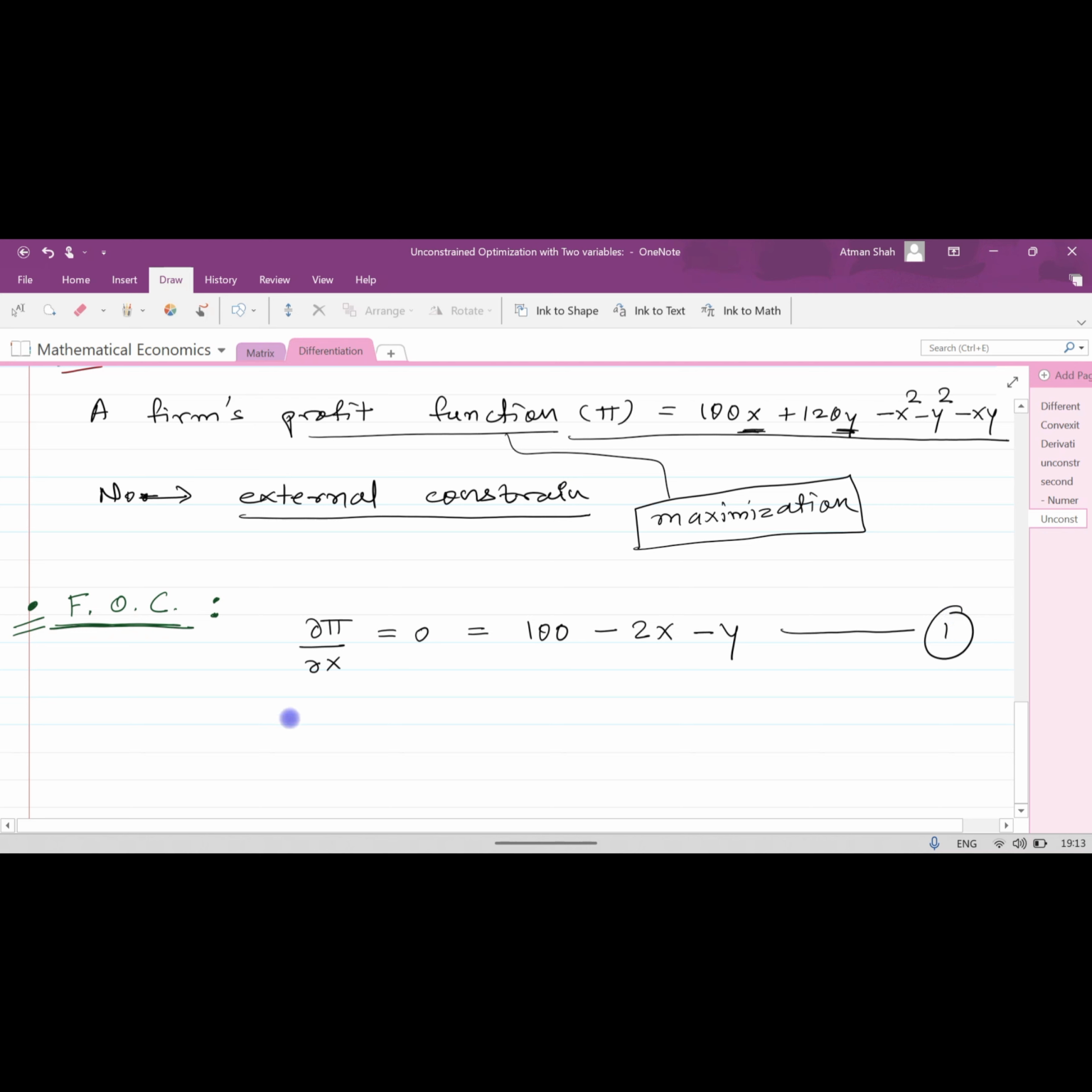Now let's find del pi by del y, that is also equal to 0. So it is 120 minus 2y minus x. This is equation number 2.